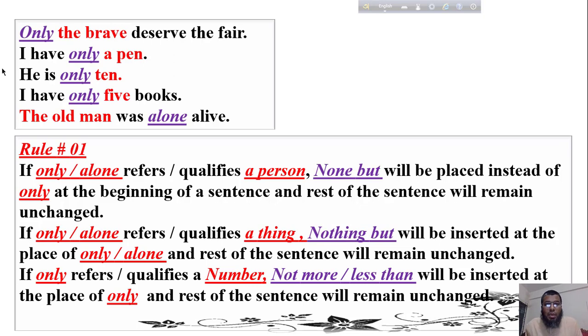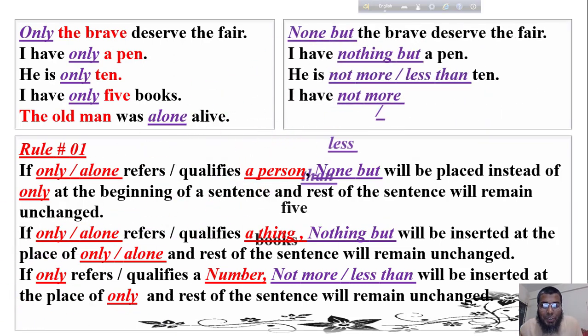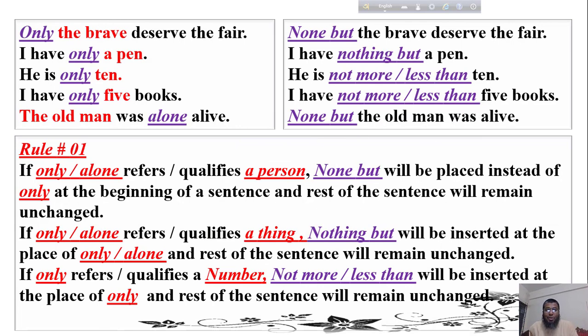Have you done? Yes, I think you have done. All of you are very good students, and now look and match your answer with me. The first one is: None but the brave deserve the fair. Here we use "none but" because this "only" refers to a person, the brave. That's why at the very beginning of the sentence we must use "none but," and the rest of the sentence will not be changed. Okay, fine.